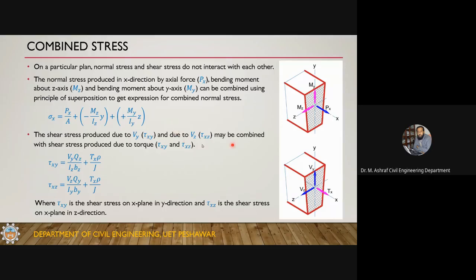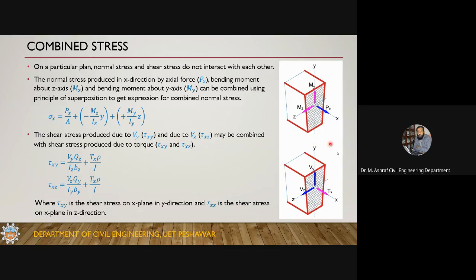If it results in a negative number, then it is a compression stress. Okay, similarly you can combine these stresses. Stress is a tensor quantity. It is one step ahead of the vector quantity, and the rule applicable to a vector quantity is also applicable to this, and some more rules are applicable.